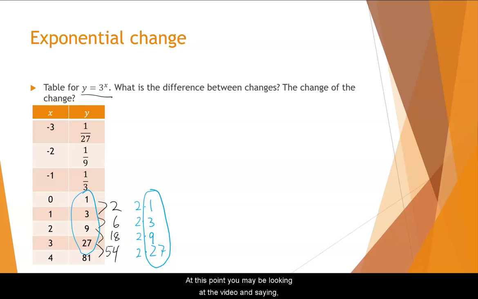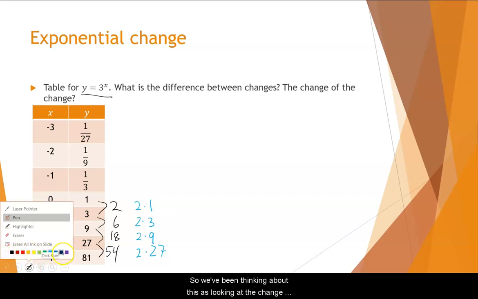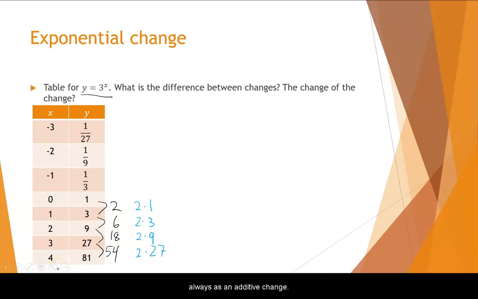At this point, you may be looking at the video and saying, geez, Megan, I am not going to be able to spot that. How do you expect me to do this? So there's another way of figuring out if a table represents exponential data, and that is looking at the percent change going from one number to another. So we've been thinking about the change as an additive change. I go from 1 to 3, that's a change of 2, because 1 plus 2 equals 3. 3 plus 6 equals 9.